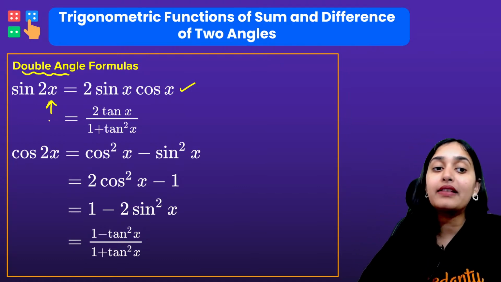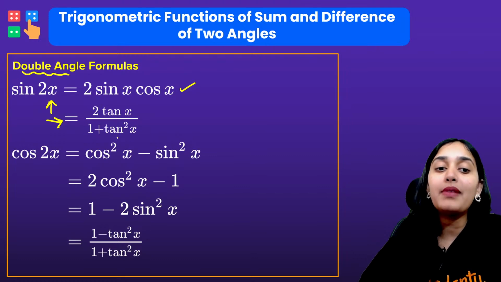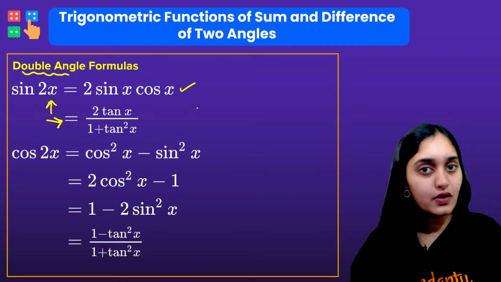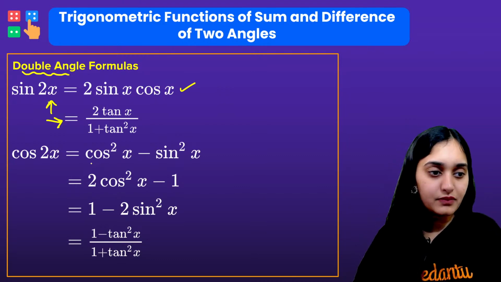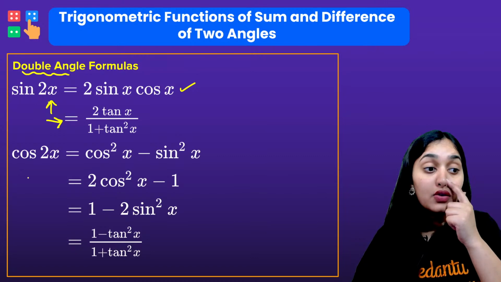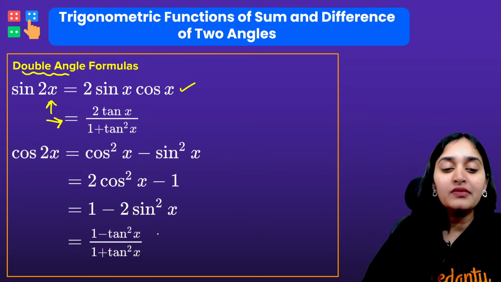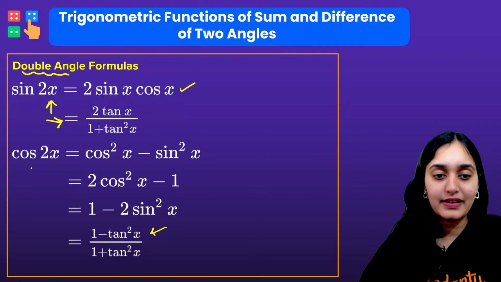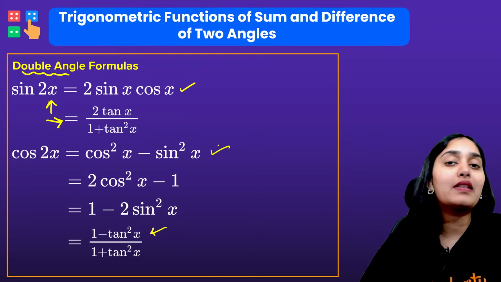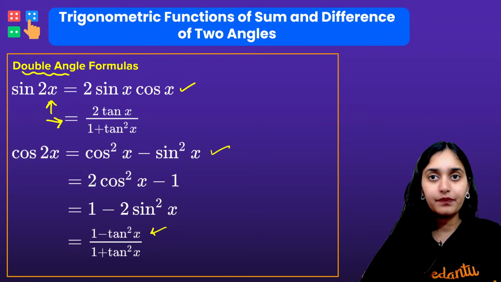Similarly, sine 2x can also be written as 2 tan x upon 1 plus tan square x. Okay. 2 tan x upon 1 plus tan square x. Okay. Cos 2x can be written as 1 minus tan square x upon 1 plus tan square x. Also written as cos square x minus sin square x. Okay.